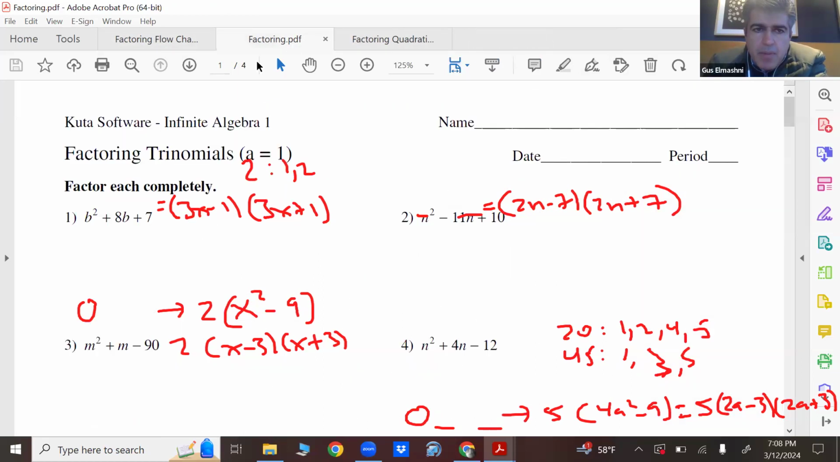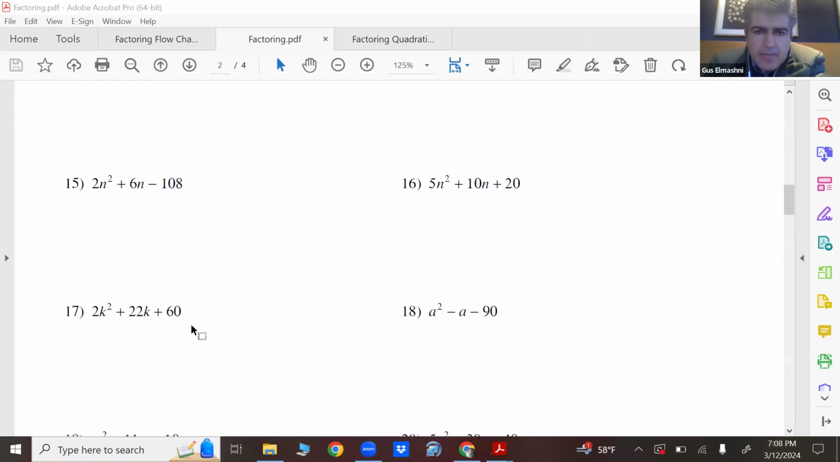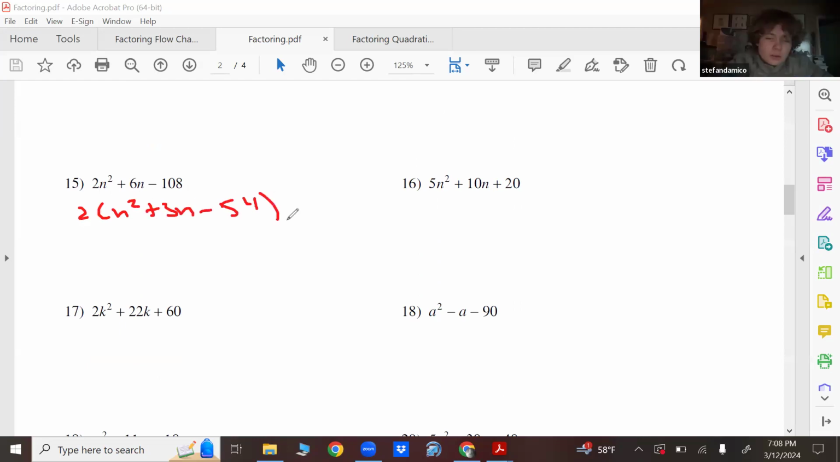So now let's talk about when you have three terms. You still look for common factors if there are any. For example, with 15 and 16, I could pull out 2. Or here I can factor out 5.